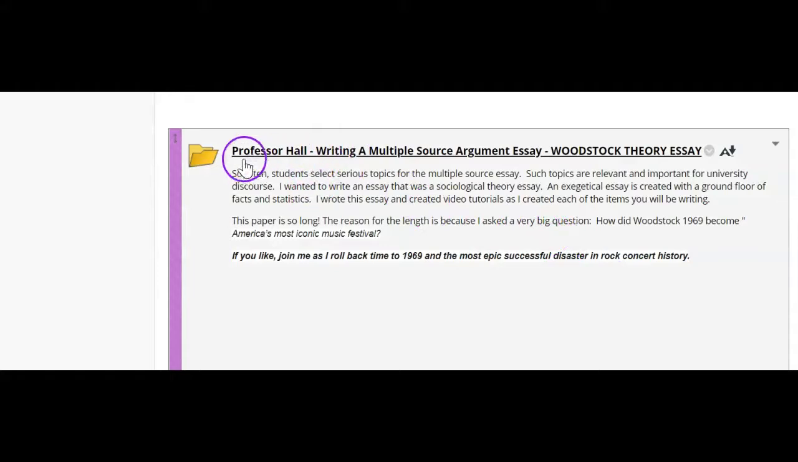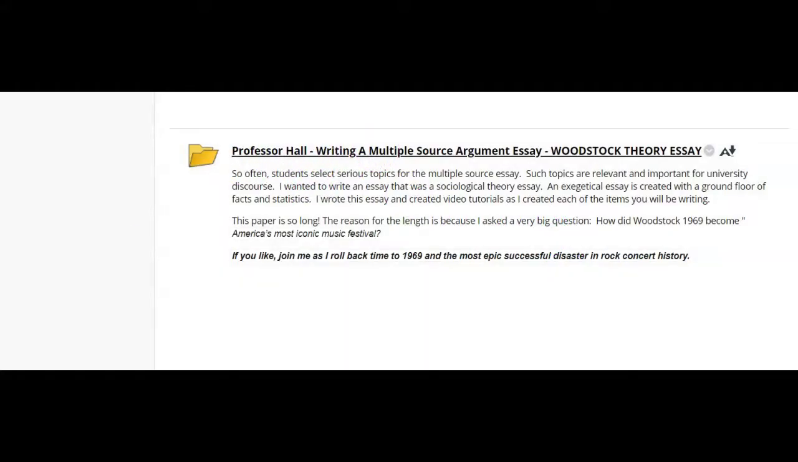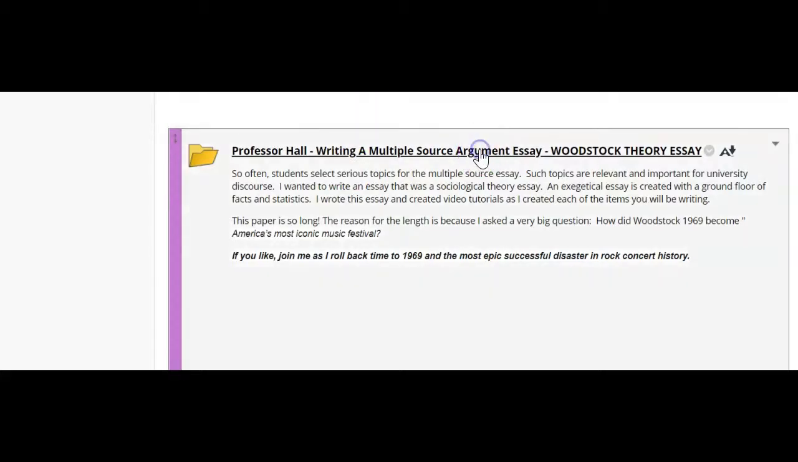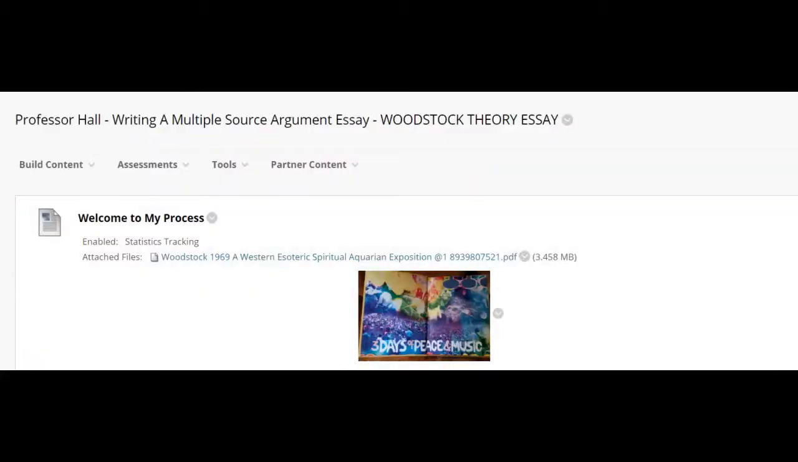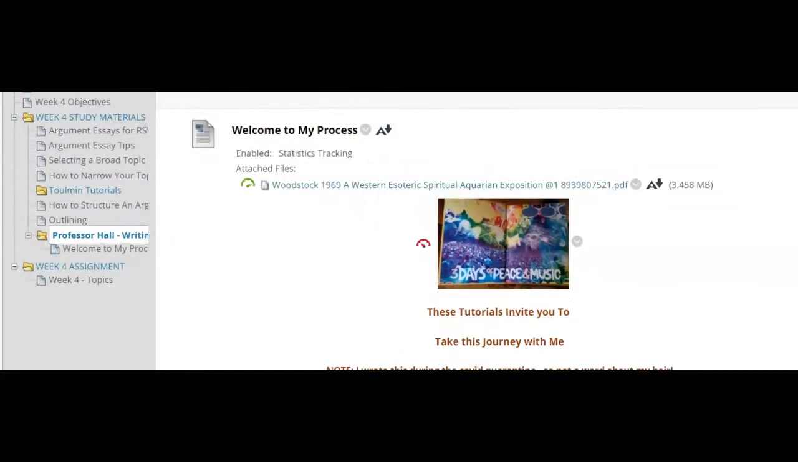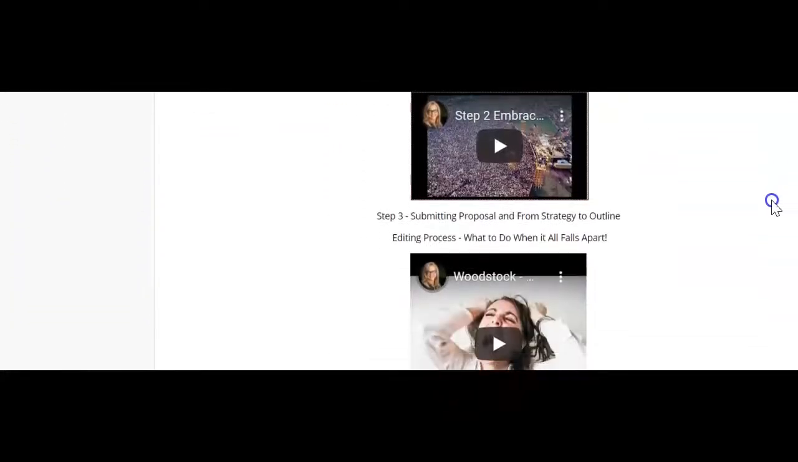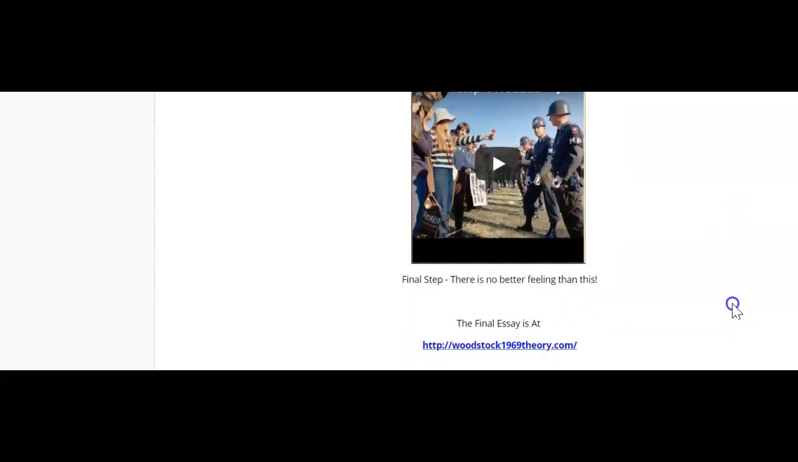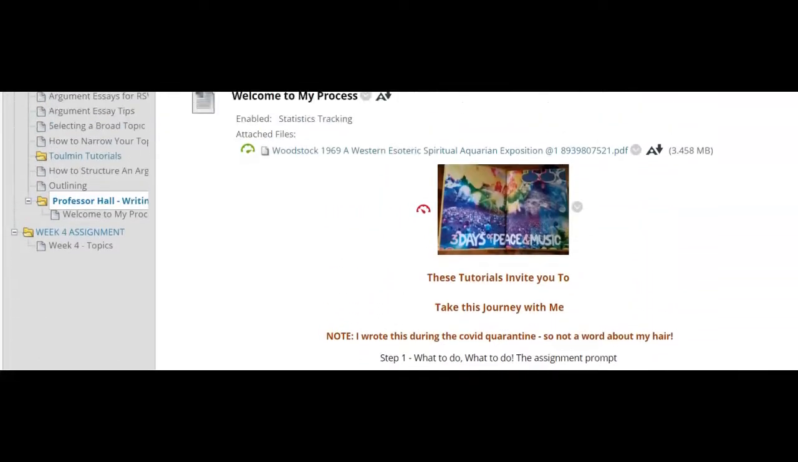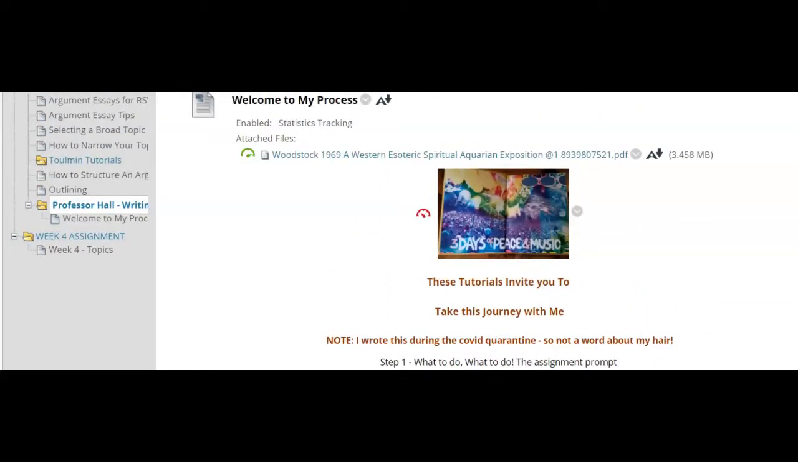At the bottom of these study documents, this is an essay that I actually wrote myself. And I take you step by step through my process of writing the essay with the same prompt that you've been given. And you are welcome to go through this process with me. And the essay that I wrote is completed there, and it's a long essay. Yours won't be this long. But I asked a big question. And the bigger the question, the longer the essay. So that's how we narrow topics.